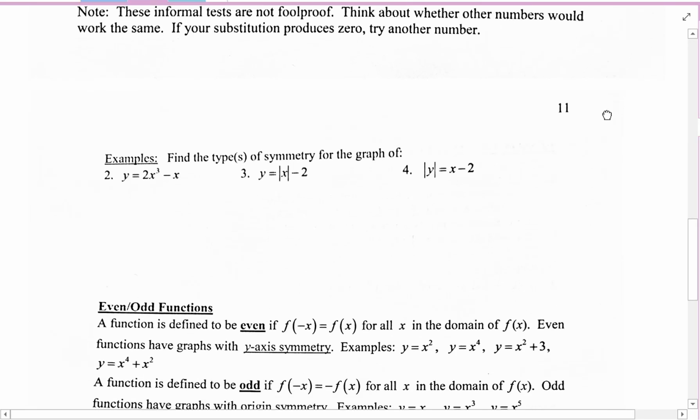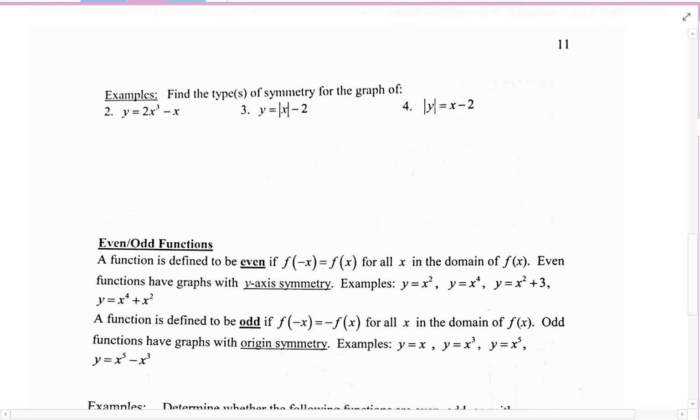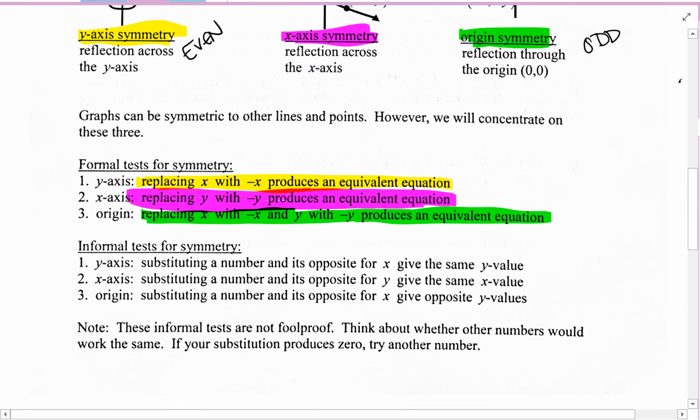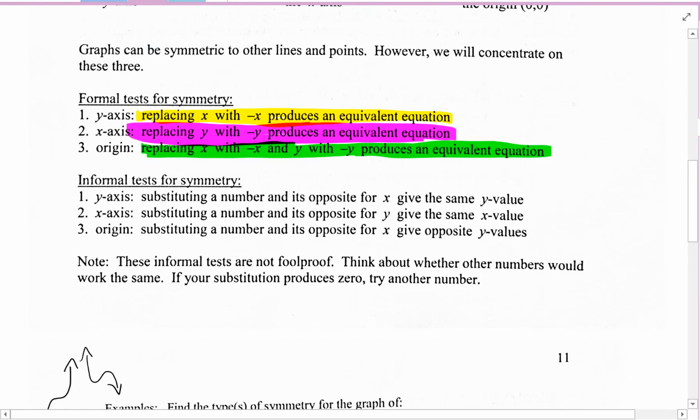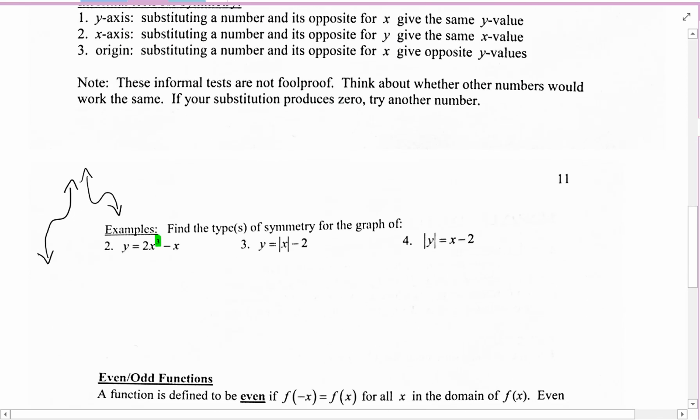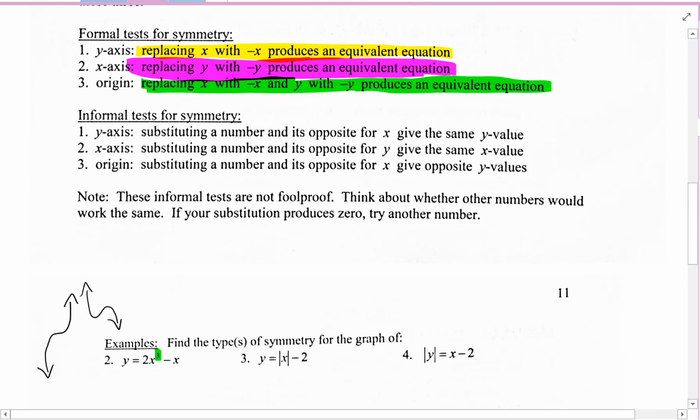So to find the types of symmetry for this, a cubic function is what I have. A cubic function, I know from the parent graphs, looks like this, right? A cubic function, so this sort of a wave, can only have one type of symmetry if it even has symmetry, and that would be origin symmetry. It is possible for a cubic function to have origin symmetry. So that's what I want to test for.